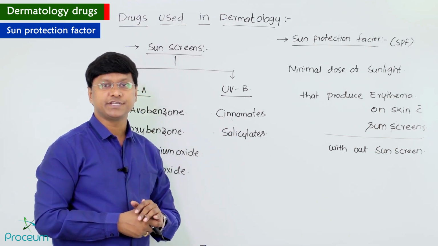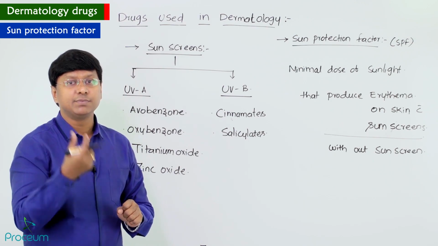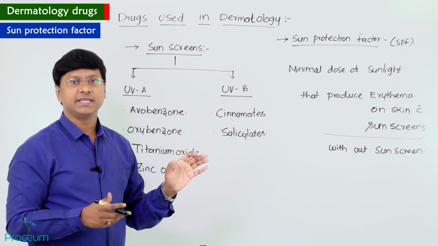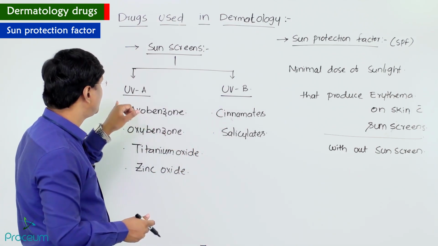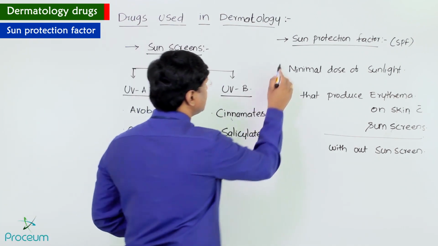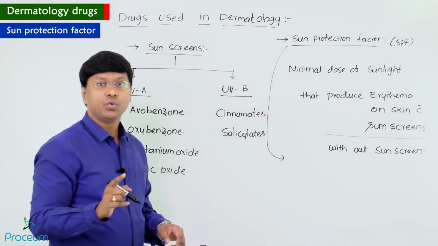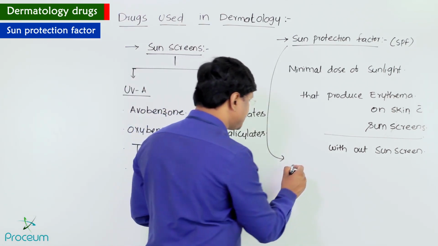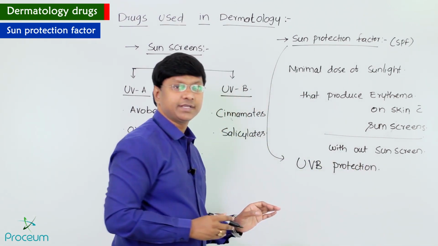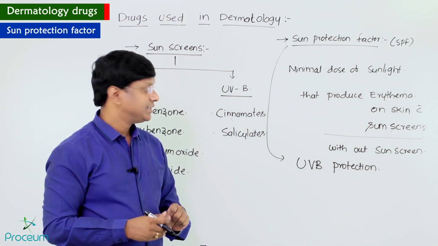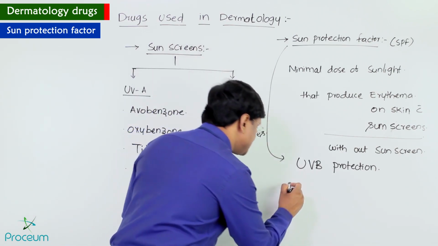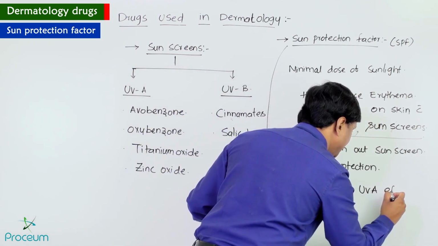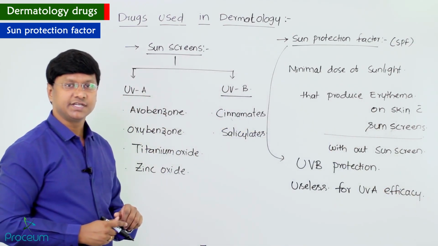Now this sun protection factor provides valuable information regarding UVB protection but is useless for UVA efficacy. So the sun protection factor tells you only about the UVB protection, and it is useless for UVA efficacy. So that is about your sun protection factor.